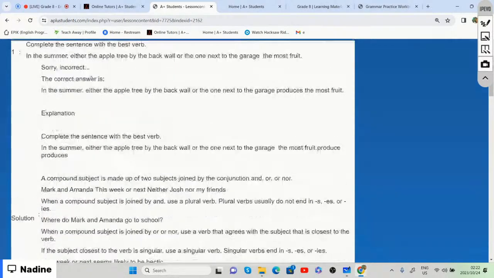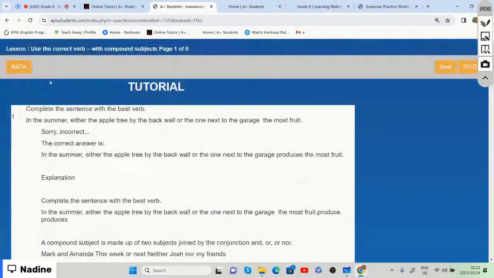All right, so now we're going to complete the sentence with the base verb. In the summer, either the apple tree by the back wall or the one next to the garage produces most fruit. So we can say it produces much fruit, right? So produces is our word.